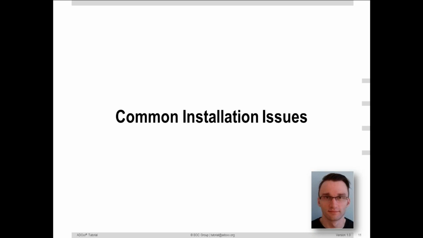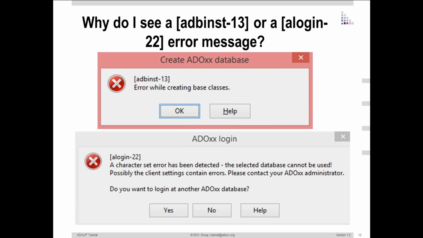As Nedim already mentioned, we will now see a divergence from the standard installation process. The issues you are going to see are the most common issues which we recognized during our community work in the past. So what Nedim showed you was the standard installation process, and I would like to show you how to handle exceptions. So the first issue is, where do I see an ADB inst 13 or a login 22 error message? The point here is, since ADOxx is a non-Unicode application, these issues can occur in case there is a mismatch between the non-Unicode settings and the database collation used.